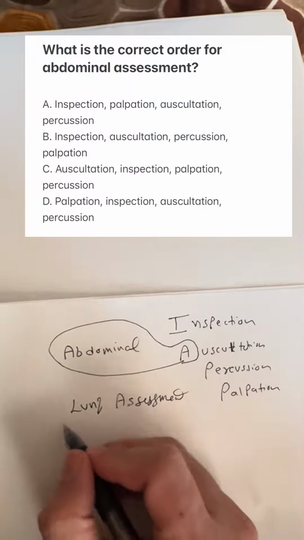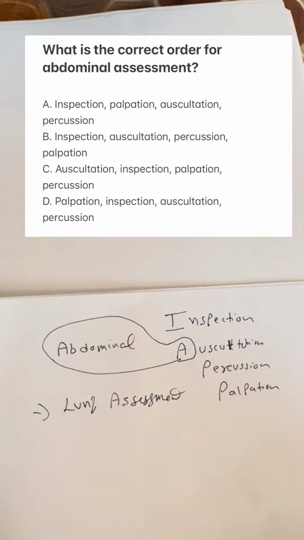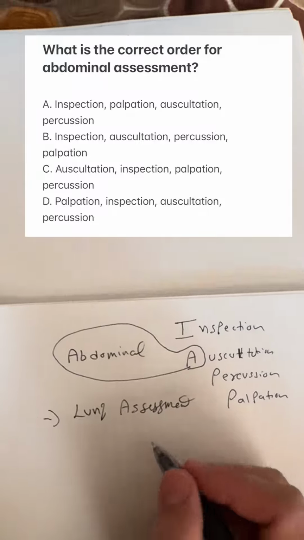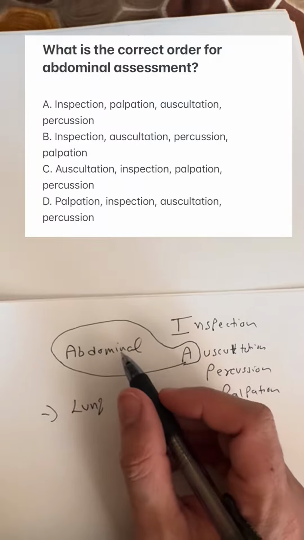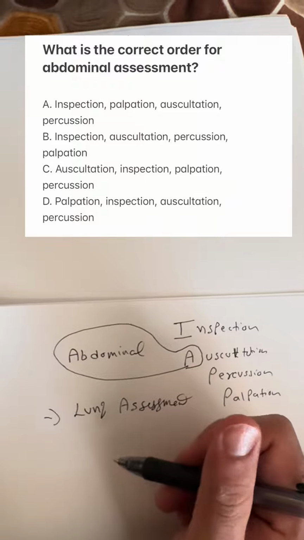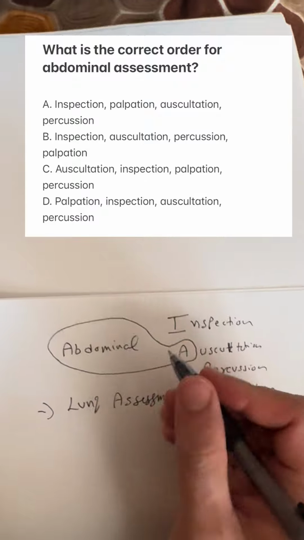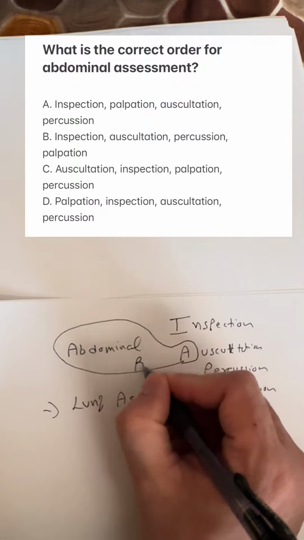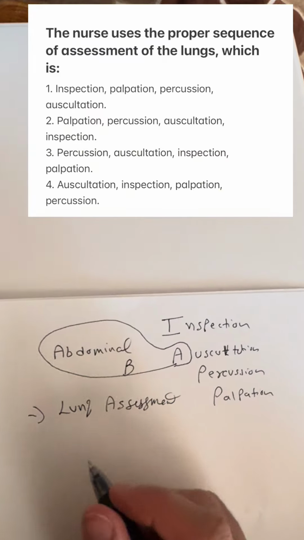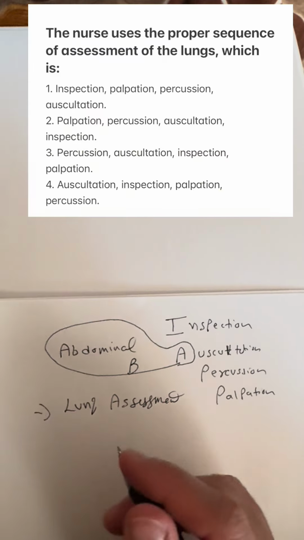That's the abdominal. So what is the correct answer on abdominal, question number 1? The correct answer is IAPP. So your answer comes as answer B. That is your first answer. Now go to the second question.